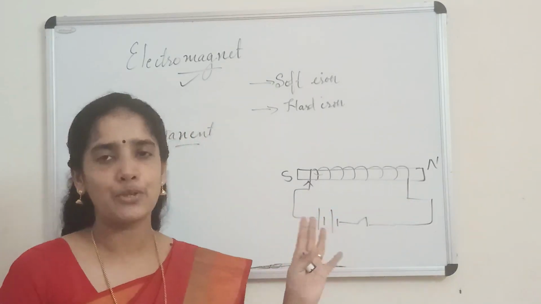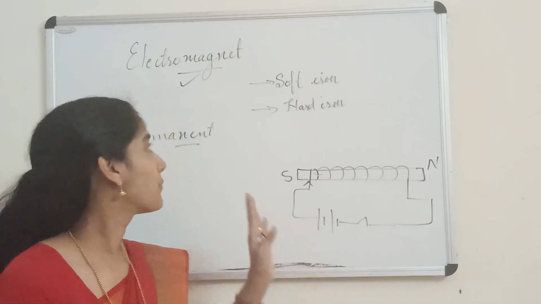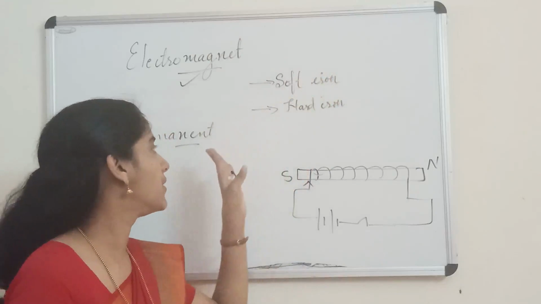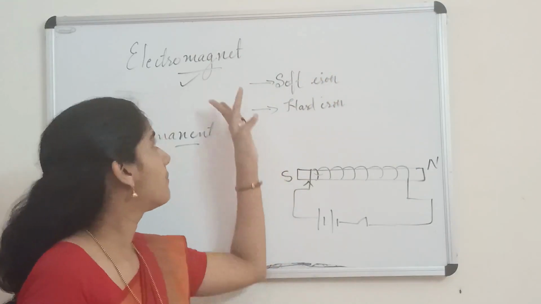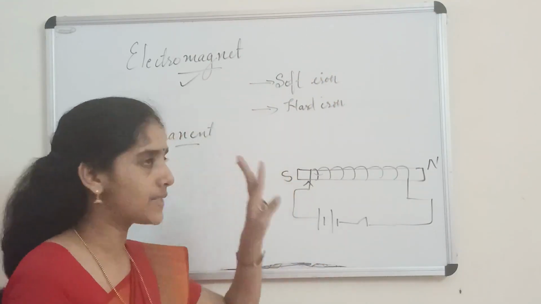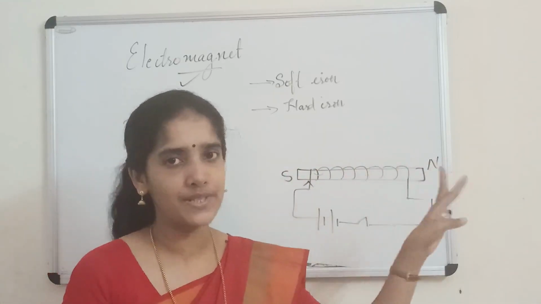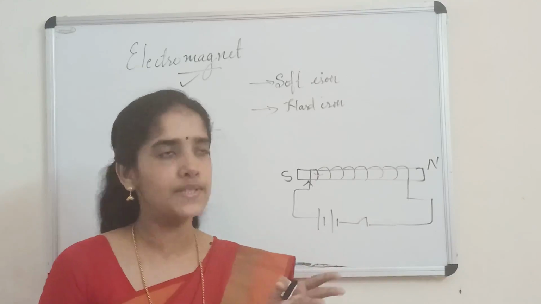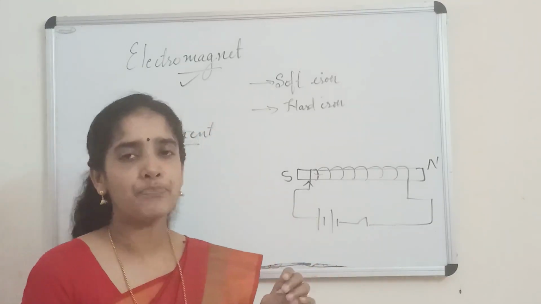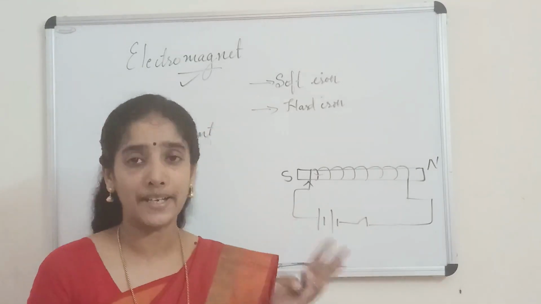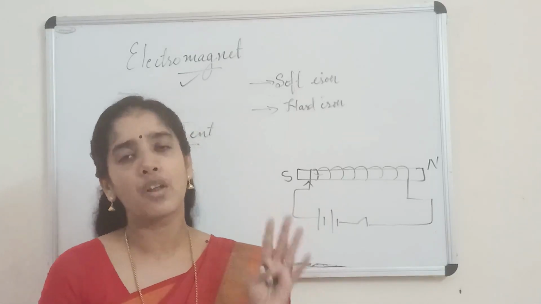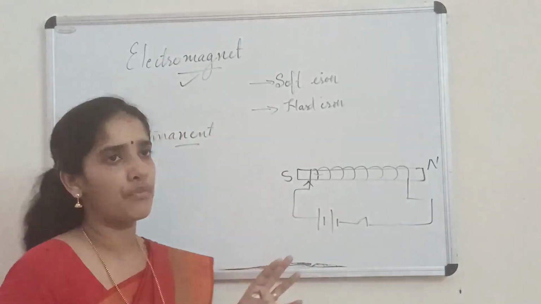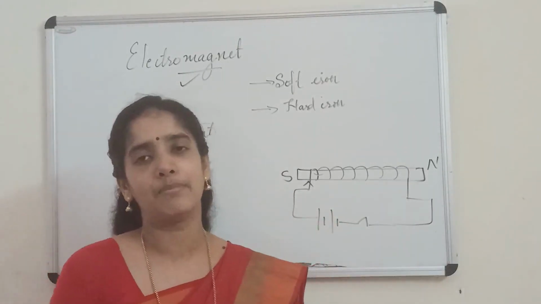But that doesn't happen in the case of a permanent magnet. And these are the differences between an electromagnet and a permanent magnet. For an electromagnet, magnetization and demagnetization are very easy. Here it is very difficult. In a permanent magnet, the magnetic poles are fixed. We cannot reverse the magnetic poles. For an electromagnet, we can reverse the magnetic poles. And the third difference is we can change the strength of the magnetic field of an electromagnet, but we cannot change the strength of the magnetic field of a permanent magnet. So these are the main differences between an electromagnet and a permanent magnet.